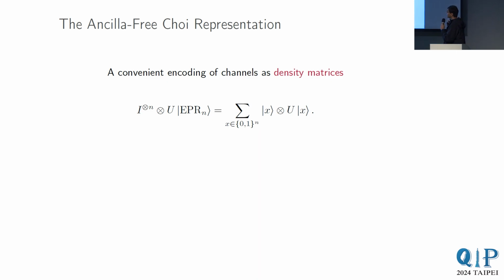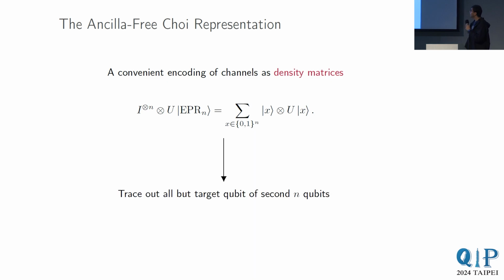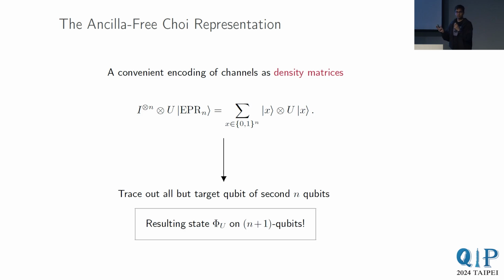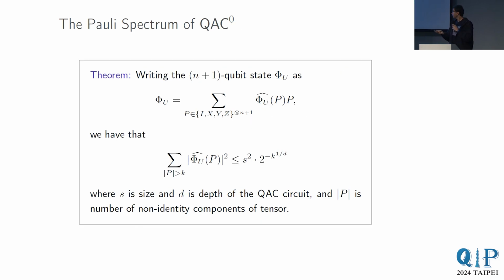So in order to tell you what the Choi representation is, you just take a Bell pair and you act on the second half of the Bell pair using this unitary U. And then you trace out all but the target qubit of the second register. And the resulting object is a state on n+1 qubits. You've got a density matrix. And so you can write down its Pauli expansion, right?